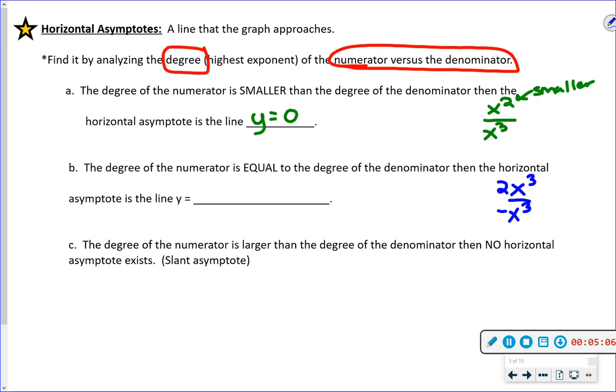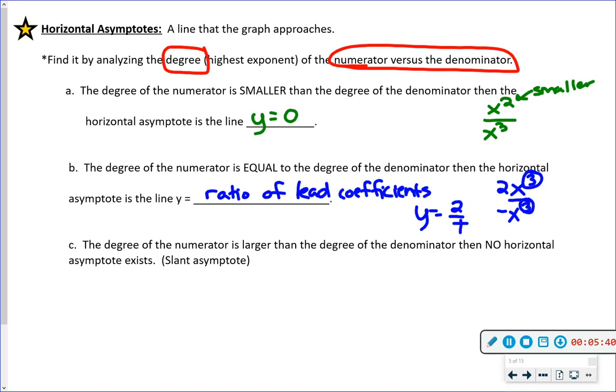So when they are the same, I'm looking at the 3's. It is what we call the ratio, fancy word for a fraction, ratio of the lead coefficients. So much vocabulary here today. So for instance, this was my problem, degrees are the same, cube and cube, so your lead coefficient on the top is 2, the lead coefficient in the denominator -1. I did not write that messy, come on smartboard. And obviously I would simplify that, and that would be my horizontal asymptote.